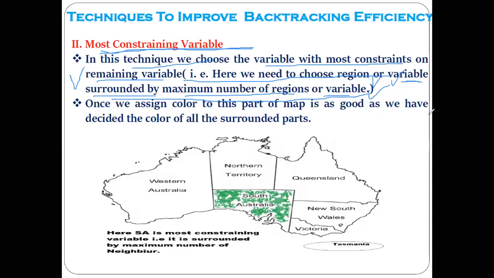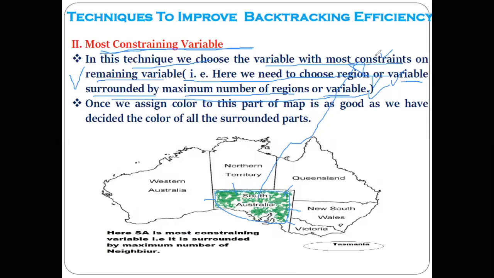All of you can see. This region is surrounded by all the regions. You can see South Australia has this as its neighbor, this as its neighbor, this as its neighbor, this as its neighbor, this as its neighbor. Yes or no? Yes, sir. And that is the reason this region is called the most constraining variable. Got the point?